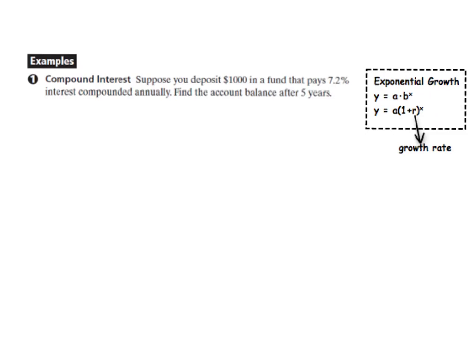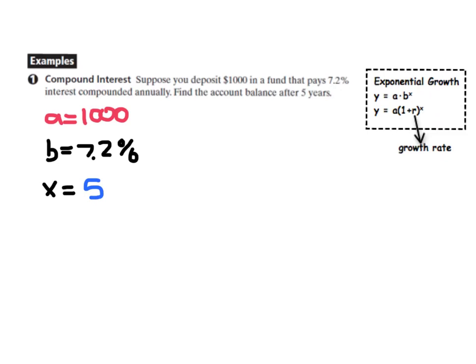So there's a few things that you have to know first, and that's what your a value is, what your rate or growth rate is, and what is your x. So let me go ahead and write that down. Alright, based on the problem here, a is 1,000 because it is my initial value, my starting point. b is the 7.2% growth rate, because that's how we're growing here.